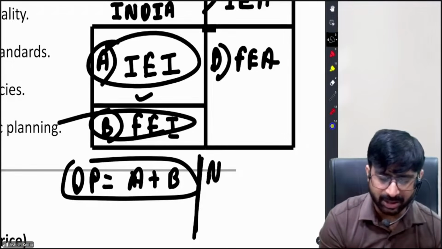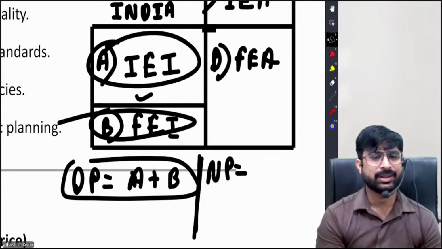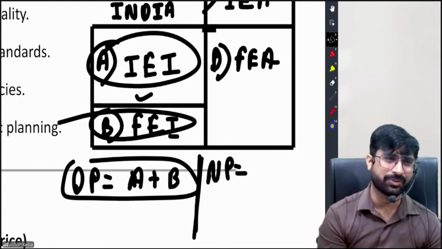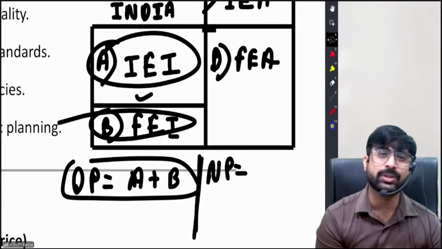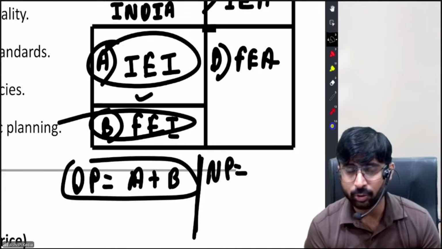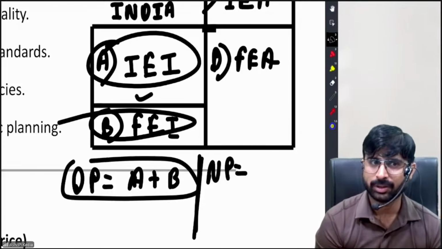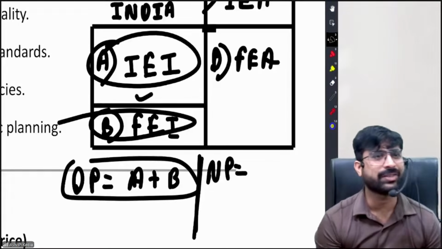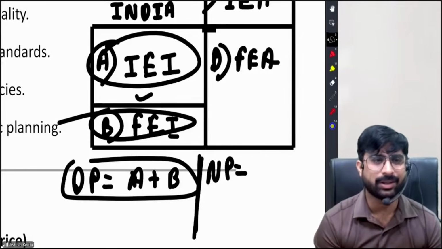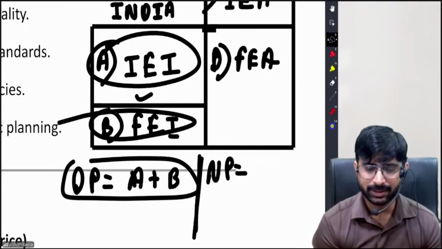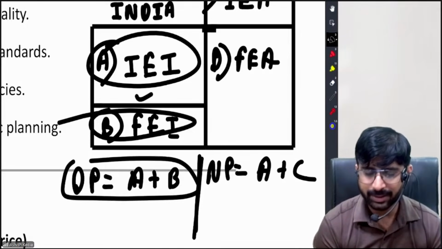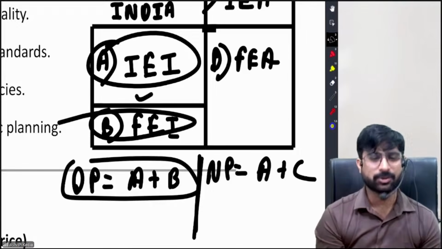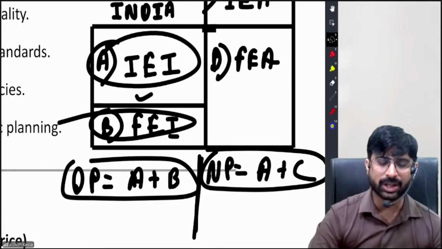And what is national product, my lovely friends? Here, the focus is on normal residents of the country. It is the value of goods and services produced not within the domestic boundaries, but produced by the normal residents of a country during a particular year. So it's not A plus B. It's A plus C. There you have it. So domestic product is A plus B. National product is A plus C.